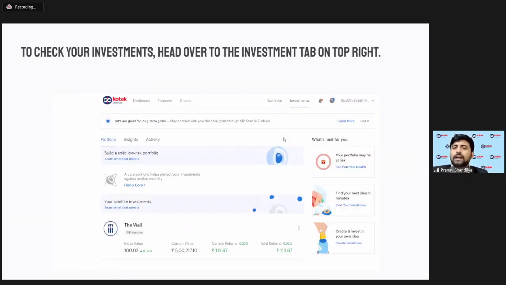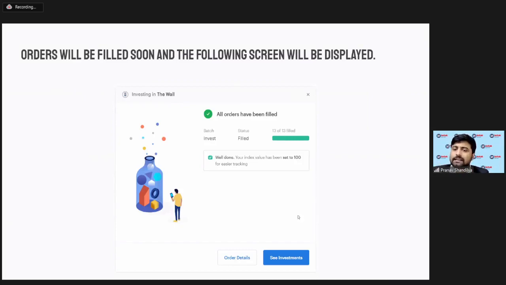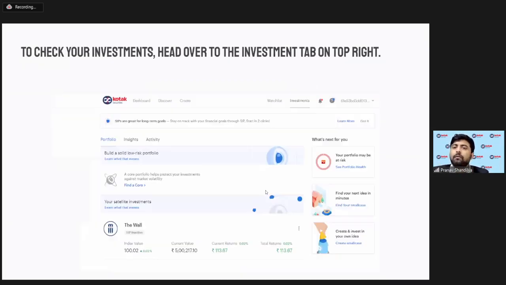Once you do that, you can click on See Investments. When you click on See Investments, you will be able to see that under your investments, this particular smallcase basket, or this particular Kotak basket, that is the Wall, you have successfully subscribed to it, and the portfolio or the basket has successfully been purchased and invested in your own Kotak Securities account. So now you have managed to complete the procedure.